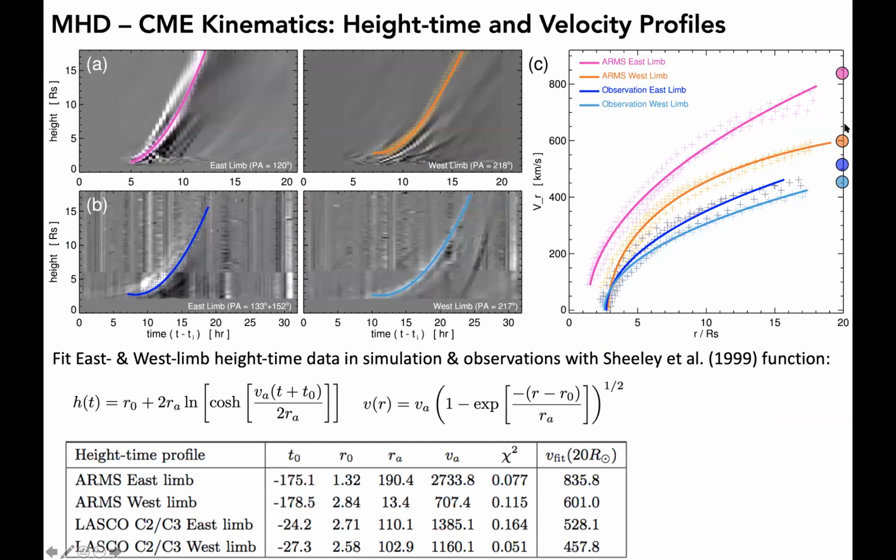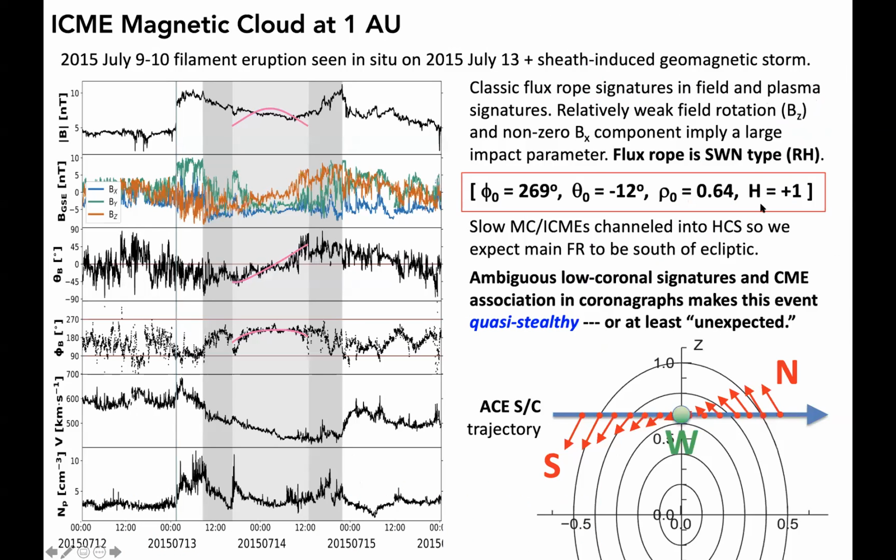But the overall character is the same, and the fact that the east limb goes first and is a little bit faster than the west limb in both the simulation and the observations is reassuring. And then if you want to say, what does the structure look like at 1 AU? Well, one of the reasons that we were interested in this particular event is we did in fact have a corresponding ICME measured by ACE and Wind at 1 AU, basically 3 or 4 days later.